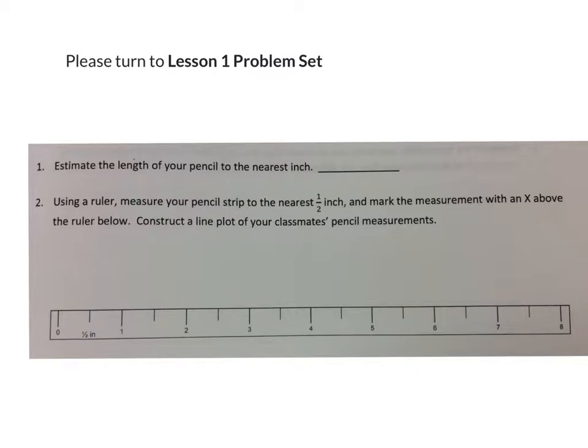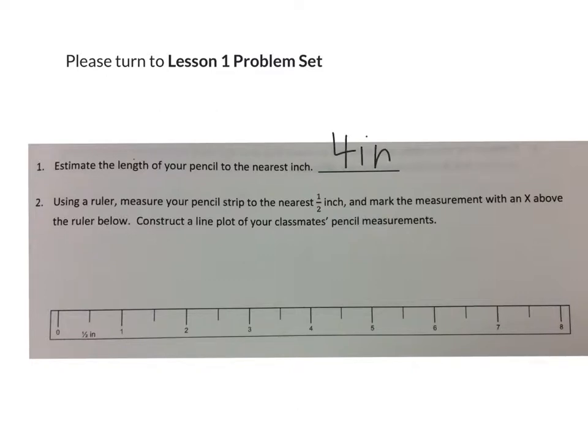On problem set number 1, it says to first, please estimate, don't use any rulers, don't use any measuring tools, estimate the length of your pencil strip, that's that piece of paper now, to the nearest inch. If you know about an inch is about this big, about how many inches do you think your pencil strip is? Go ahead and write that number. Like for mine, I think maybe it's 4 inches. So I'm going to write it on the line.